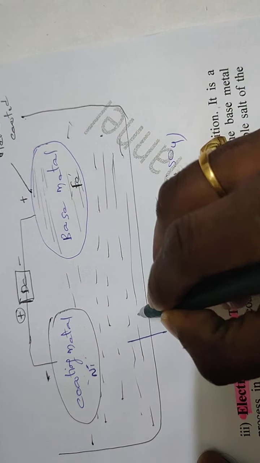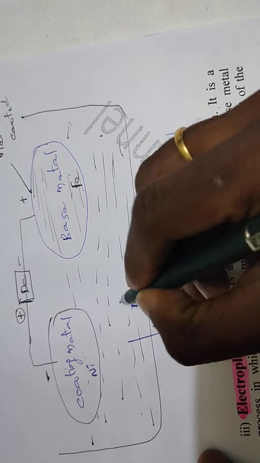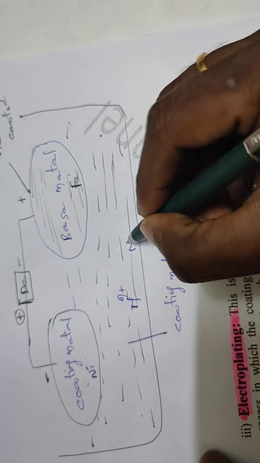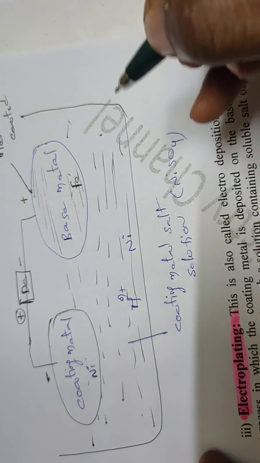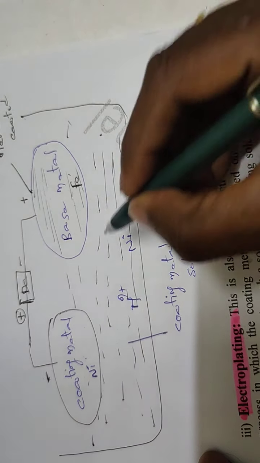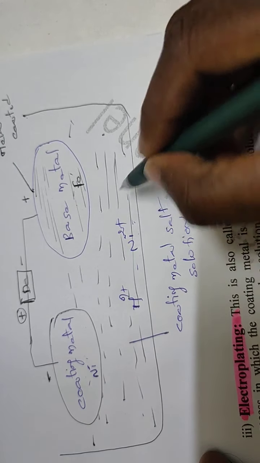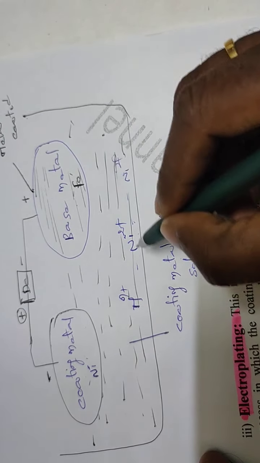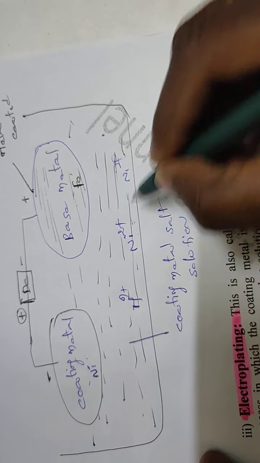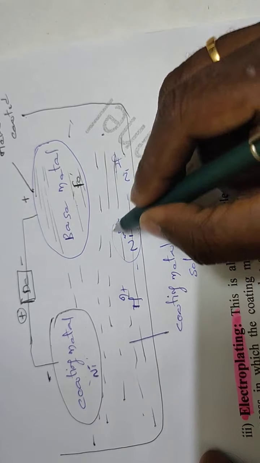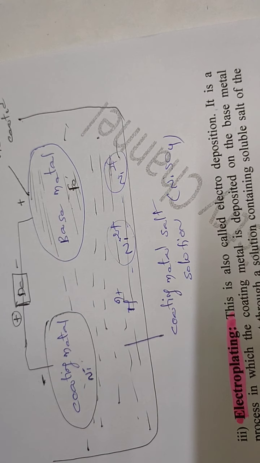The solution contains metal ions, M n+ metal ions. So here if it is nickel, there are many Ni2+ ions. It is NiSO4, so Ni2+ plus SO4 2- ions. That means here the metal ions are Ni2+ ions.